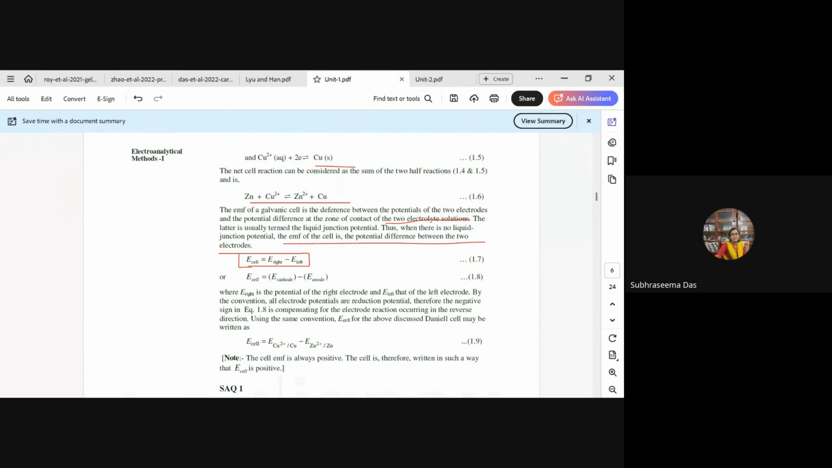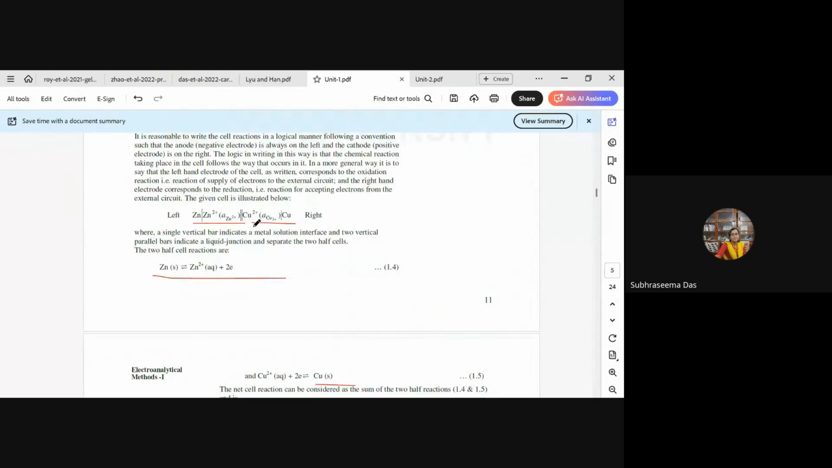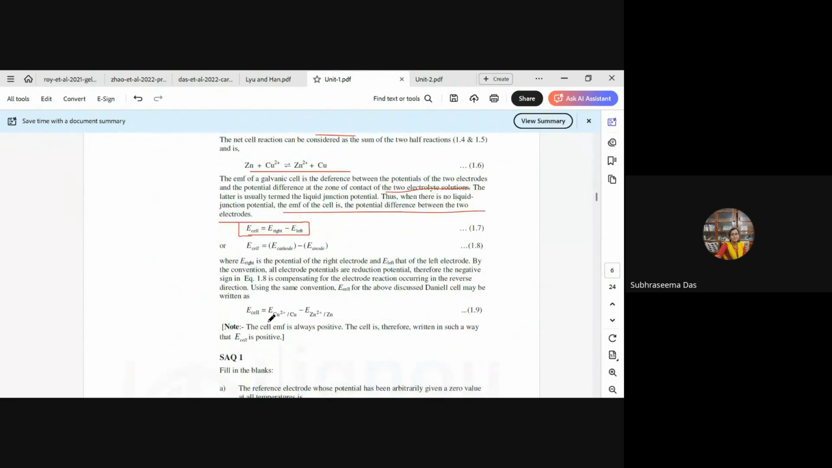So when we were talking of a galvanic cell, here we can write the cathode, and in the cathode we can see the reaction that is occurring is Cu2+ to Cu. So here we can write the E cell is E of Cu2+/Cu minus E of anode, that is E of Zn2+/Zn. The cell EMF is always positive, and therefore we write it in such a way that E cell is positive. This is equation 1.9.